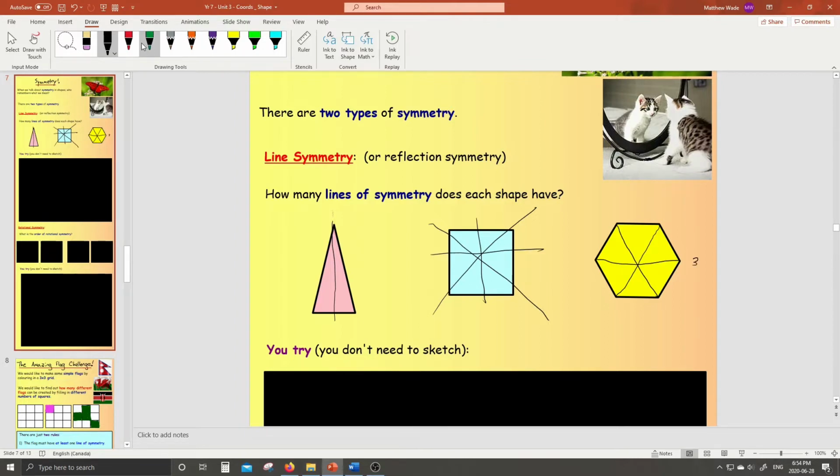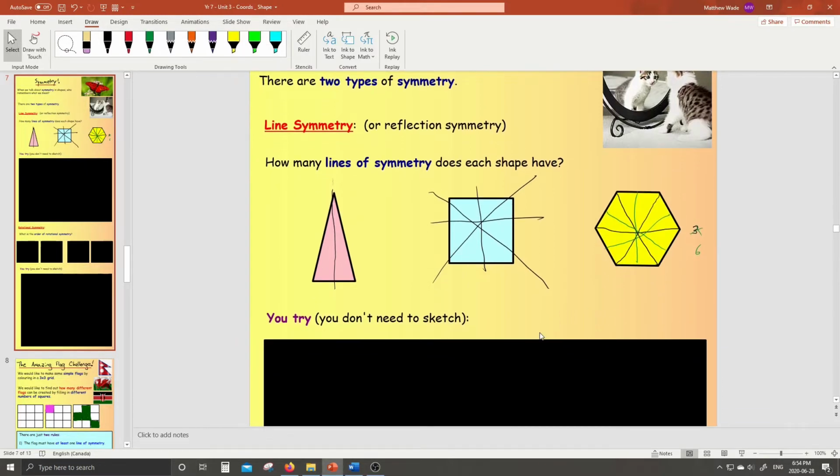But oh no, there's even more lines of symmetry on this one because you can also go through each side. So here's a 4th one, and a 5th one, and a 6th one. So the hexagon actually has 6 lines of symmetry. It's a little bit trickier sometimes to know how many lines of symmetry, but that's it.